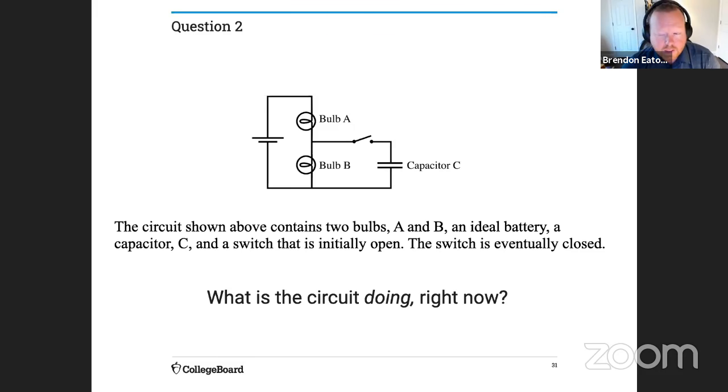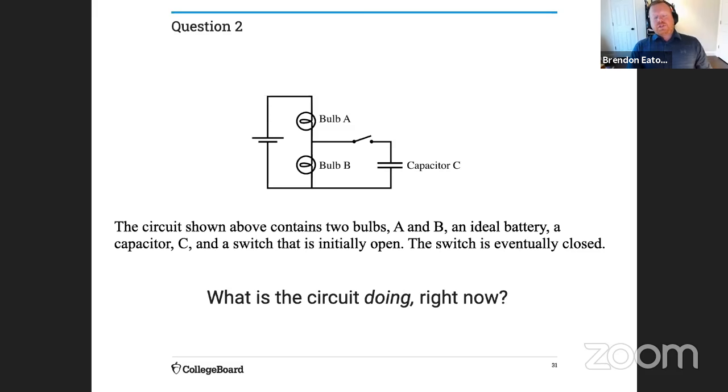So what's it doing right now? I would say that bulb A and bulb B are at the same brightness, same current, same potential difference because they have the same resistance. You can say it a bunch of different ways, but I would just note that that's what it's doing at that point in time.